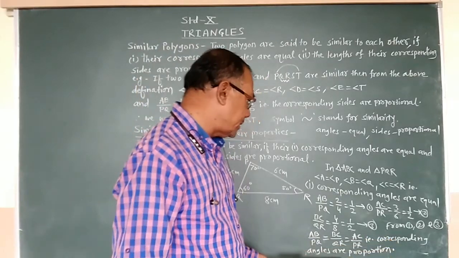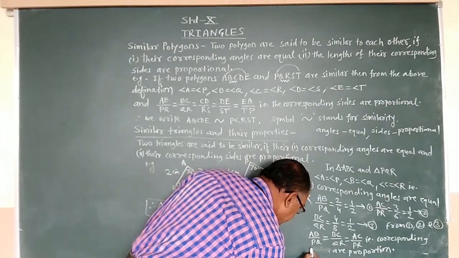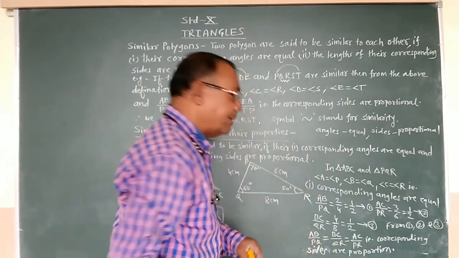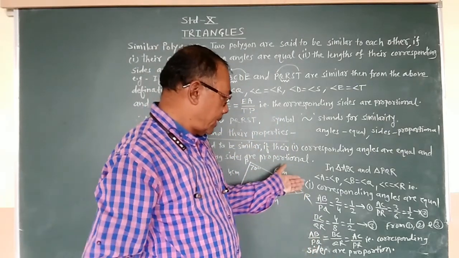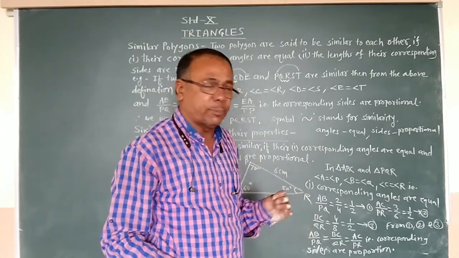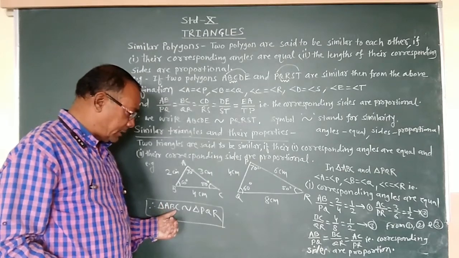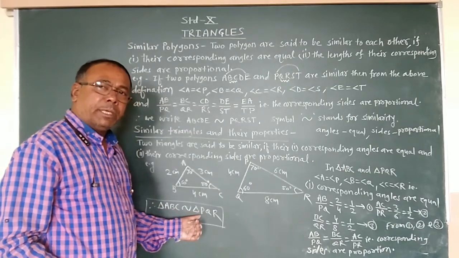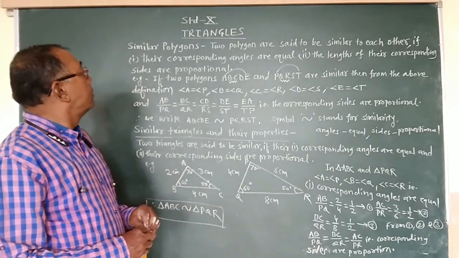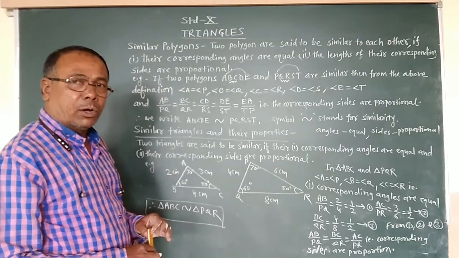Here the corresponding sides are proportional, and in this way, since both conditions are satisfied, we can write that triangle ABC is similar to triangle PQR. Means here we have seen how to find whether two triangles are similar or not.